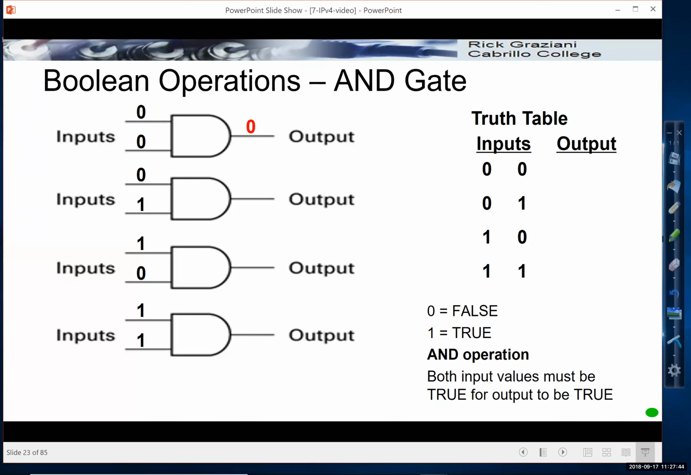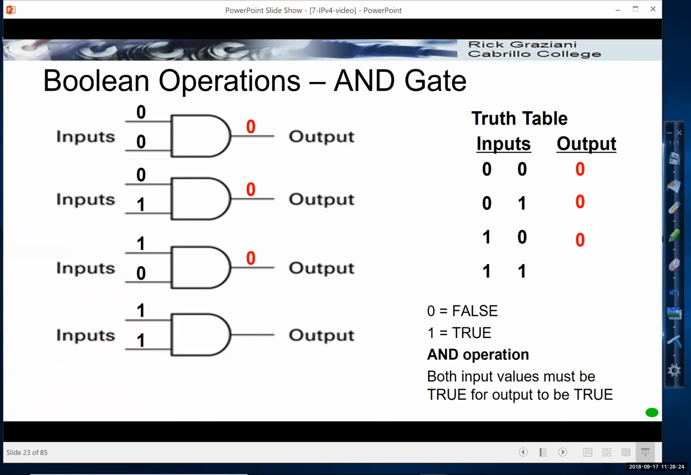Okay, let's take a look if one of the inputs is false and the other is true. False and true, I added to the truth table there. False and true is also false. So if I said Rick Graziani is a professional basketball player and Rick Graziani teaches at Cabrillo College, one of those is false and one is true. I think you can guess which is which. So the output is false. We can add that to our truth table. And it doesn't matter the order of the true and false. If one is false, the whole statement is false.